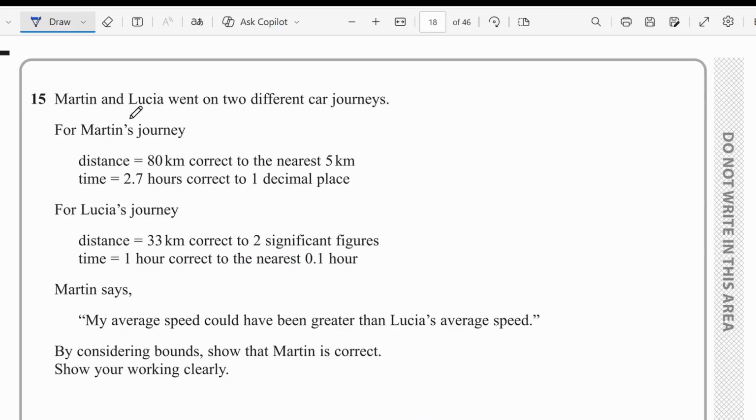Question number 15: Martin and Lucia went on 2 different car journeys. For Martin's journey, distance and time are given, and for Lucia's journey, distance and time are given. Martin says, my average speed could have been greater than Lucia's average speed. By considering the bounds, show that Martin is correct. Whenever there is a comparison of two things, we take the upper bound of the first one and the lower bound of the second one: upper bound speed of the first and lower bound speed of the second.